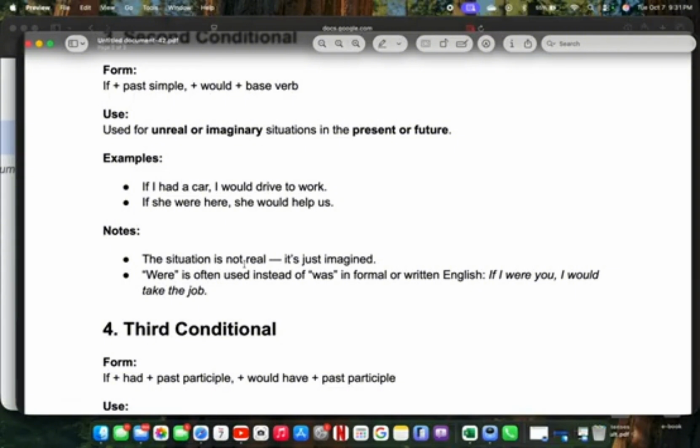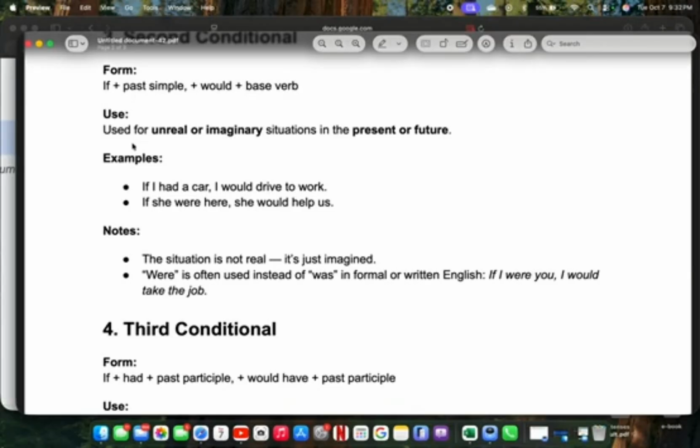Remember, korang kena guna past tau. Tak boleh guna simple present, sorry. Something that we wish. Yes, it's something that you wish and something that is unlikely to happen. Yeah, so it's unreal and imaginary. Okay? Remember, korang kena guna past. Tak boleh guna present.